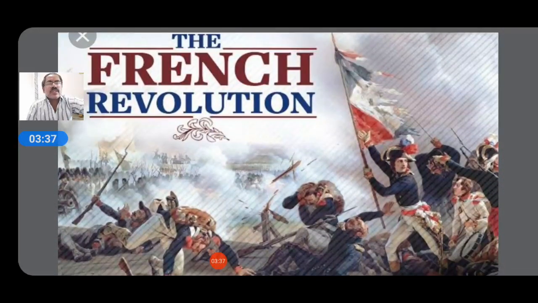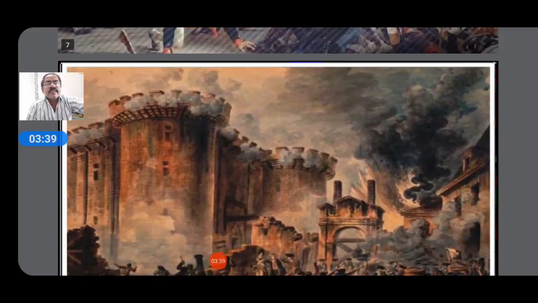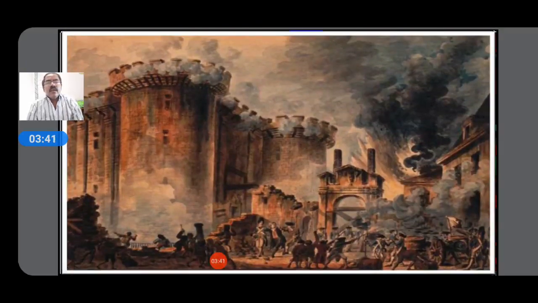The French Revolution. In this picture you can identify the destruction of the Bastille Fort in 1789. It's the starting event of the French Revolution.